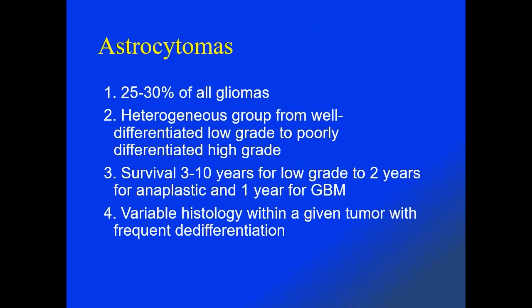Astrocytomas represent approximately 30% of all gliomas. They are a heterogeneous group of tumors from well-differentiated low-grade tumors to poorly differentiated high-grade tumors. Survival is between 3 to 10 years for low-grade, 2 years for anaplastic, and 1 year for GBM. Variable histology within a given tumor with frequent dedifferentiation is seen among these astrocytomas.